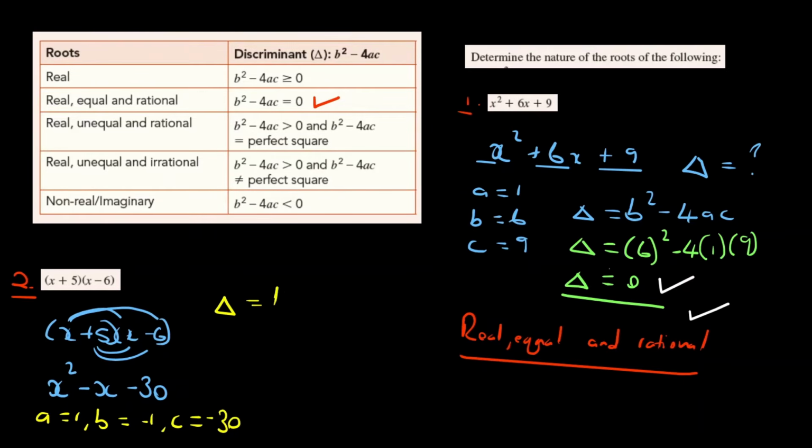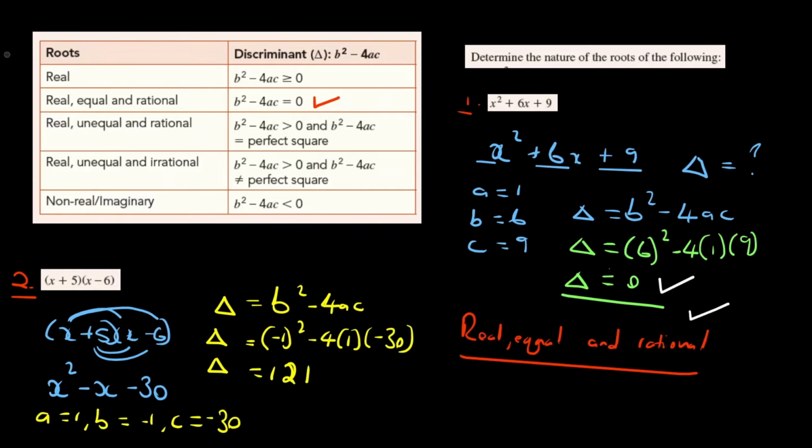Discriminant is equals to b squared minus 4ac. Our discriminant will be equals to, our b value is minus 1 squared minus 4, and our a value is 1, and our c value is negative 30. So we can quickly calculate what value we get from there by punching everything into the calculator, or really you can do your mental maths, and you're going to get a total value of 121. Our value is equals to 121.